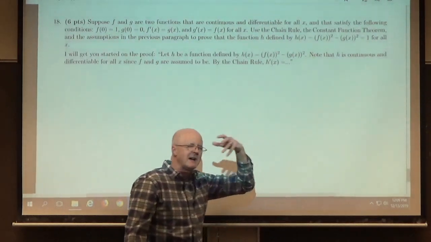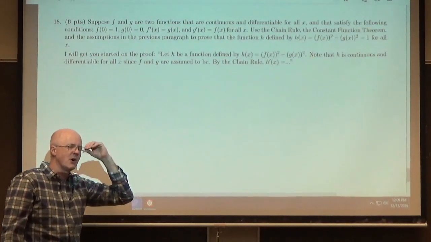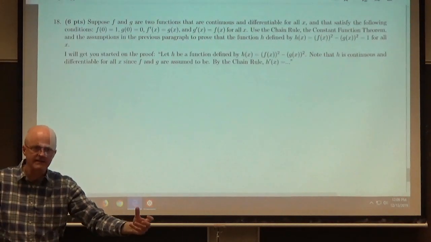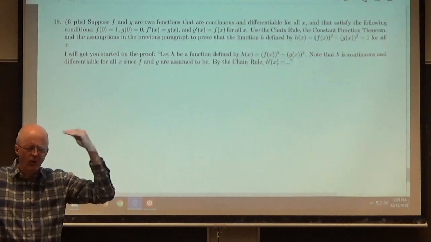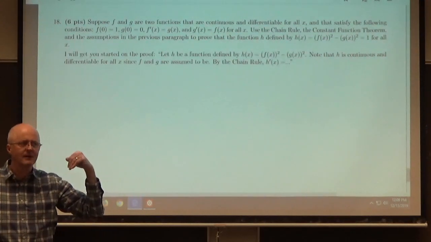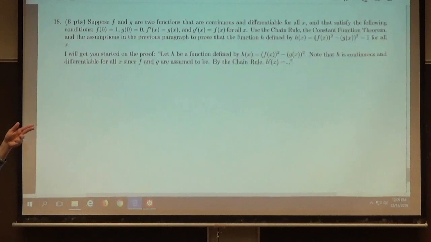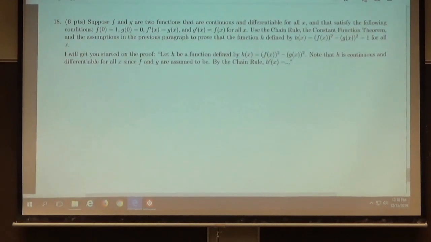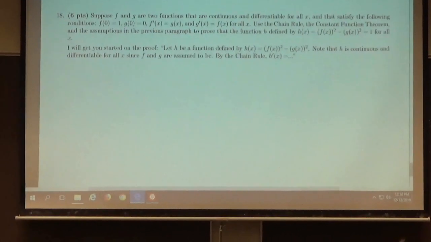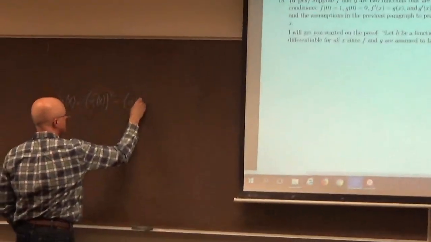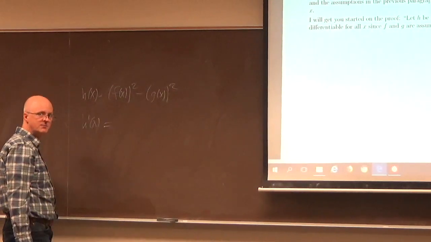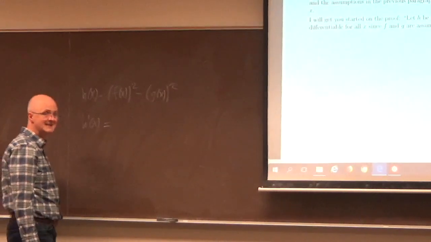So that should ring bells in your mind saying, hey, to show a function is constant, I need to take its derivative and show it's 0, always, for all x. That should be going off in your mind as you start reading the problem. And I started for you. I said, okay, by the chain rule, h prime of x is, and I want you to finish that. h of x is f of x quantity squared minus g of x quantity squared. So by the chain rule, its derivative, this is pretty similar to the related rates problem, except it's a derivative with respect to x instead of t.